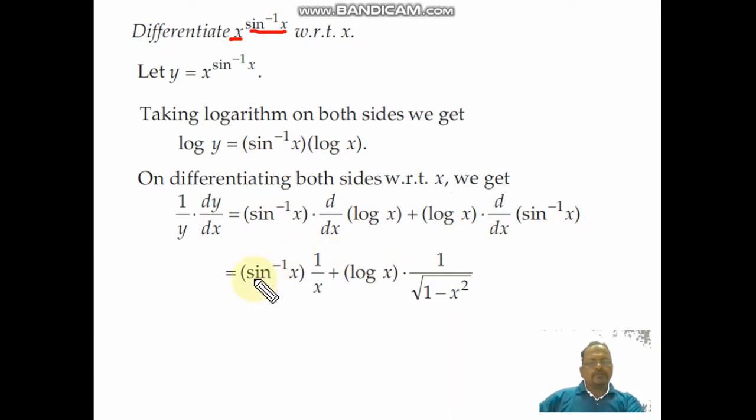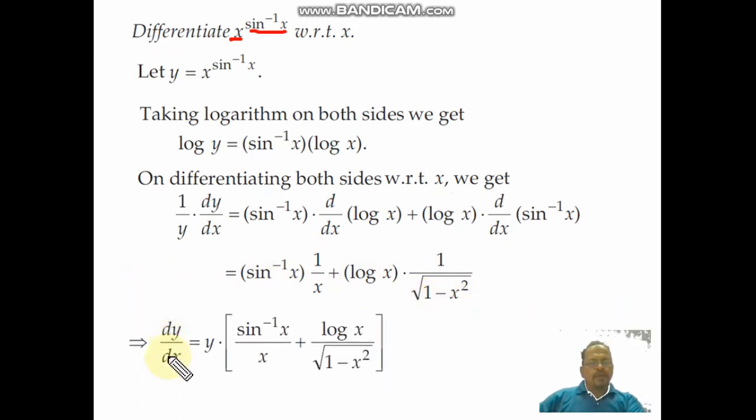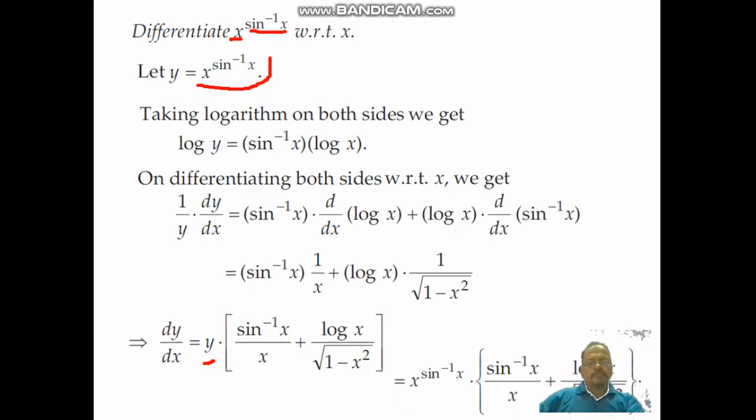It is sin inverse x upon x plus log x upon under root 1 minus x square, and therefore dy by dx is equal to y multiplied by sin inverse x upon x plus log x upon under root 1 minus x square, and in the last step, writing y equal to x to the power sin inverse x will give us the last answer.